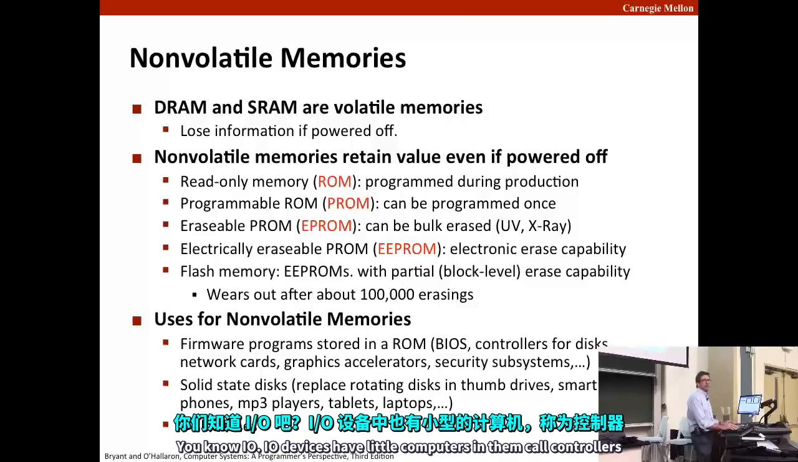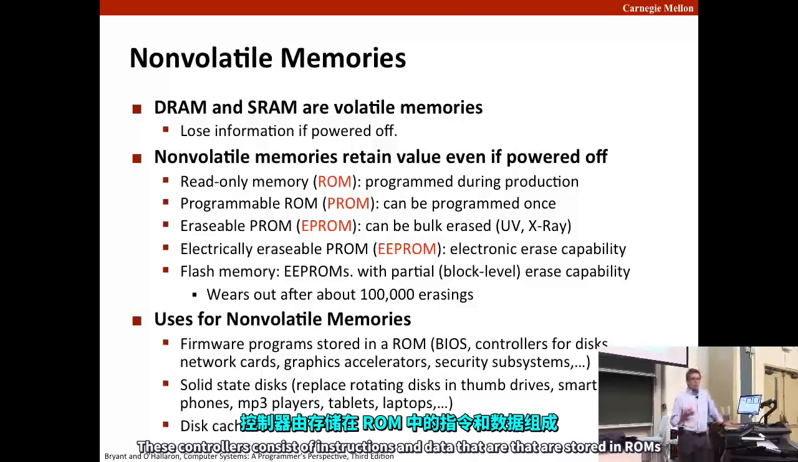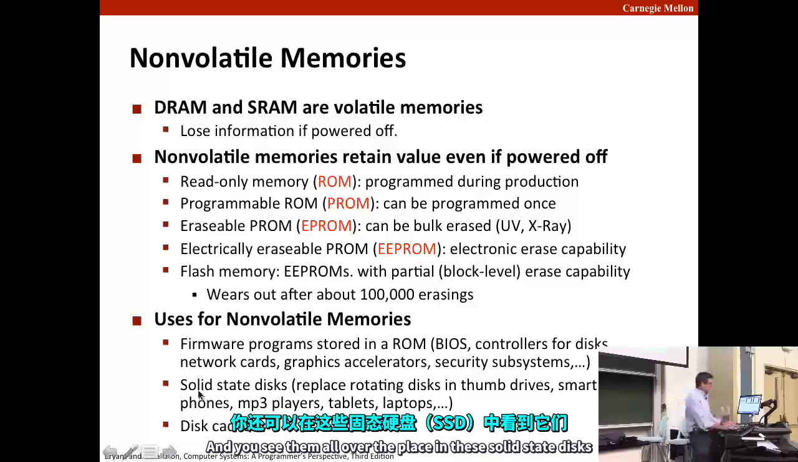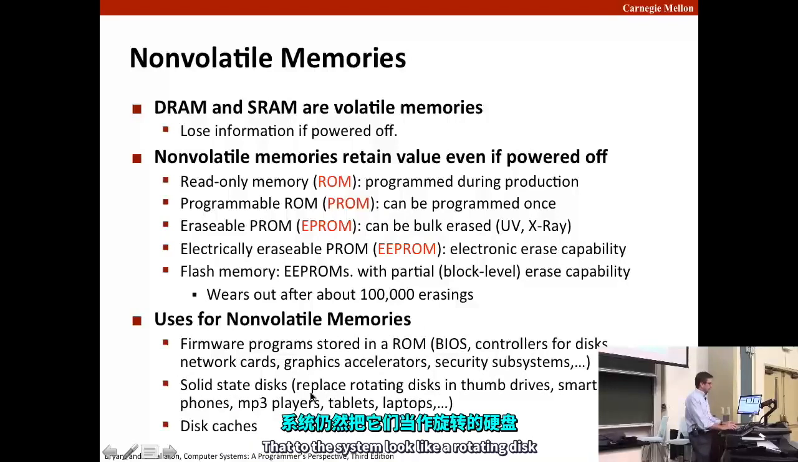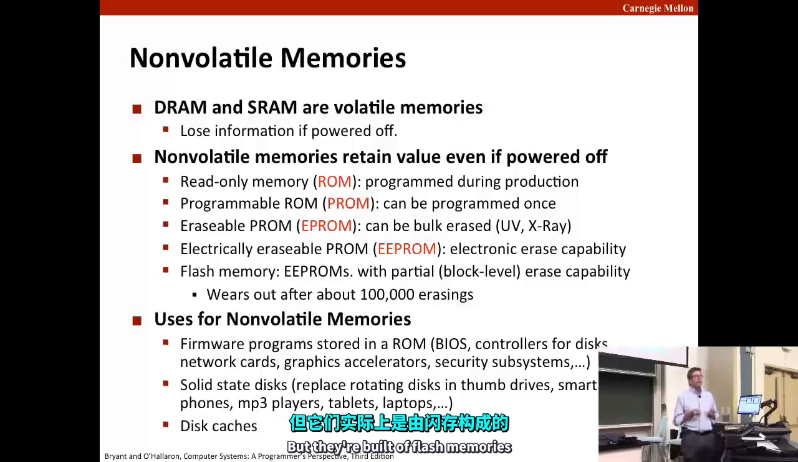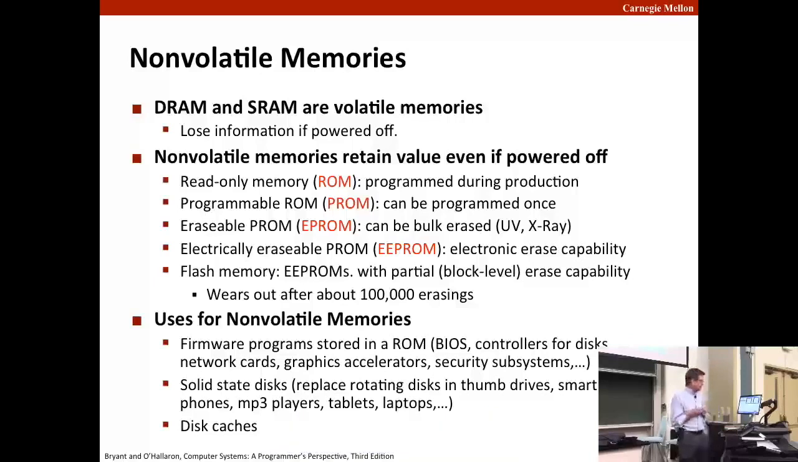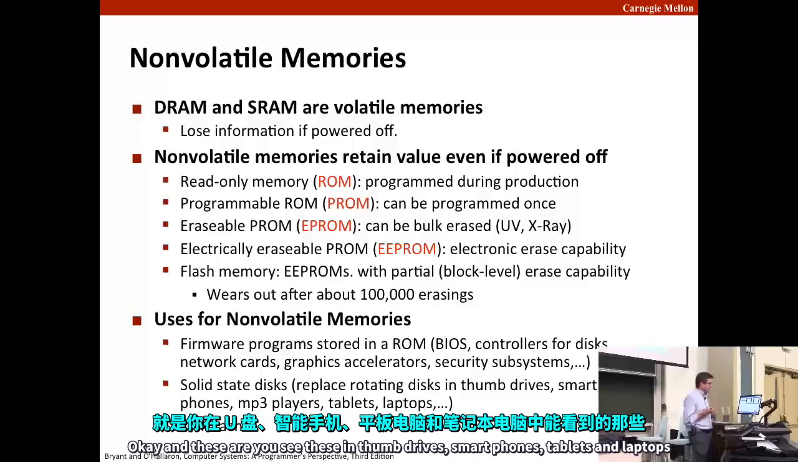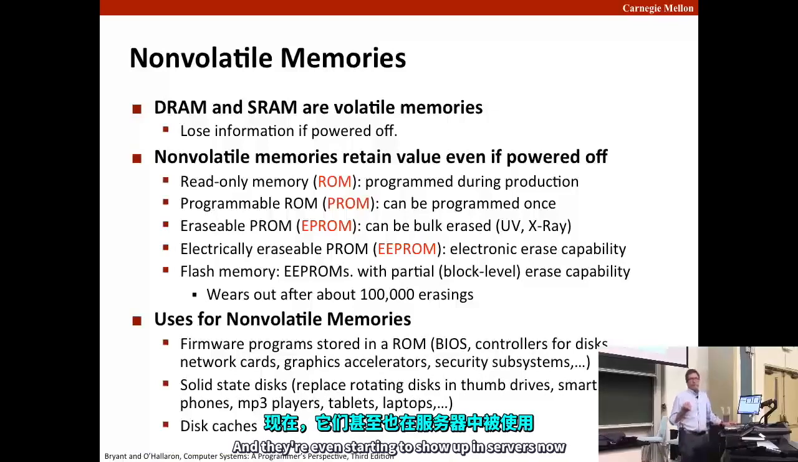I/O devices have little computers in them called controllers. These controllers consist of instructions and data that are stored in ROMs, and you see them all over the place in these solid-state disks that to the system look like a rotating disk, but they're built of flash memories. Okay. And you see these in thumb drives, smartphones, tablets, and laptops, and they're even starting to show up in servers now.